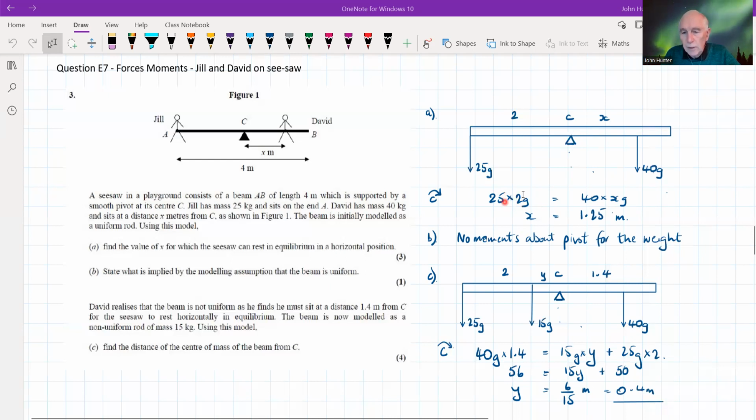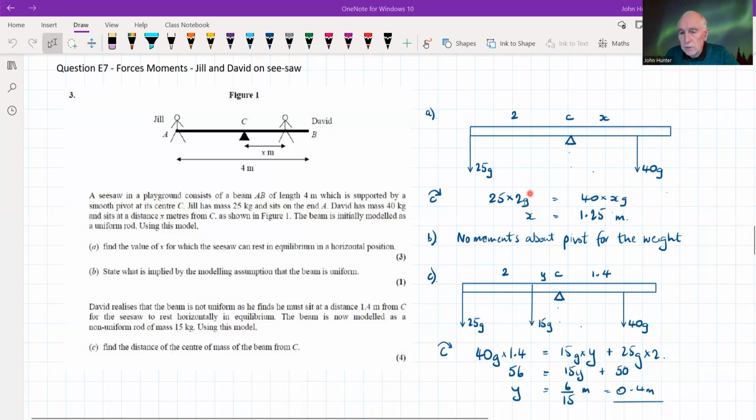So on the left, we've got the anti-clockwise moments. So basically that's the 25. Now this is Jill. She's 25 kilograms. So the force due to her mass is 25g, g being the acceleration due to gravity, and the distance from the reference point is 2, so it's 25g times 2. I've written it the other way around there, but that's what it is. And then on the other side, we've got 40g times x, being David's weight. So we've got a little equation here in x.